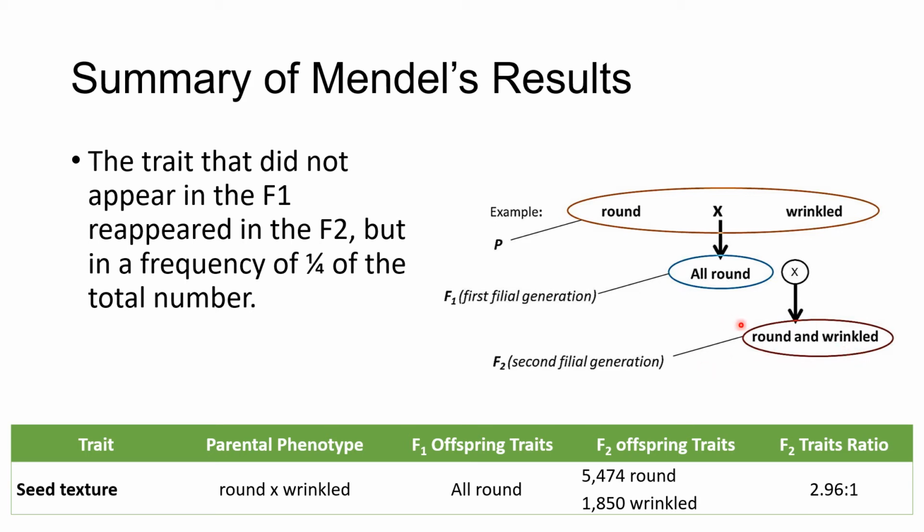Basta yung summary niya is that yung hindi nakita na trait doon sa first generation, makikita mo siya doon sa second generation. So ito, like for example, yung seed texture, round and wrinkled. First generation, all round. Second generation, 1/4 lang yung nakita mong wrinkled na. So, yun yung summary niya.